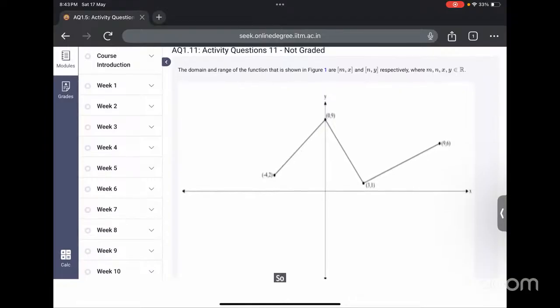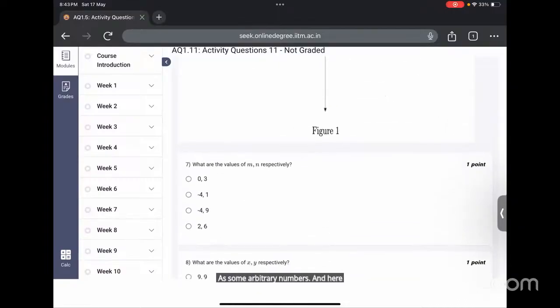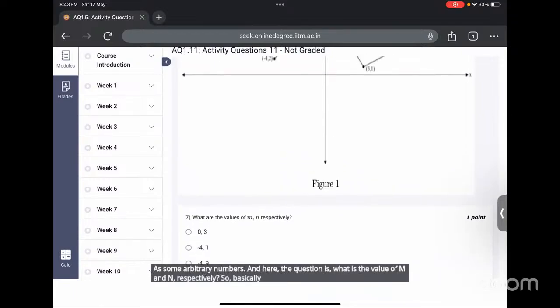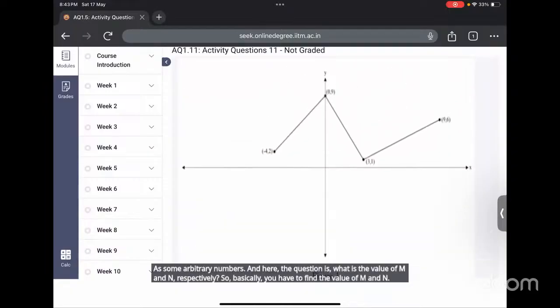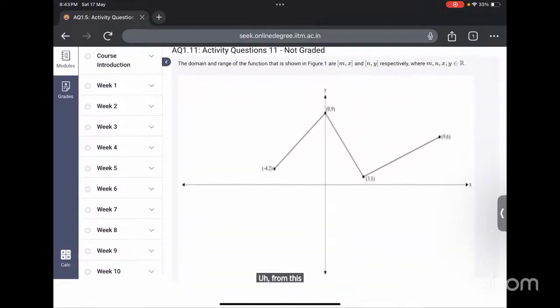So here we have given the domain and range of the function as some arbitrary numbers. And here the question is, what is the value of m and n respectively? So basically you have to find the value of m and n from this figure. Again, you just try to solve this question and let me know what is the value of m and n.